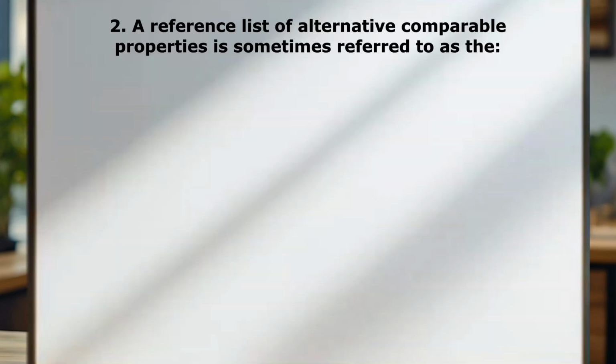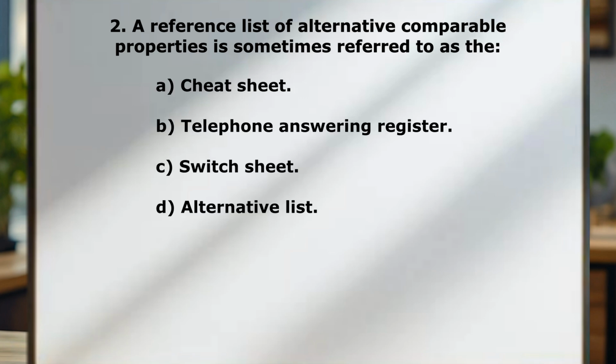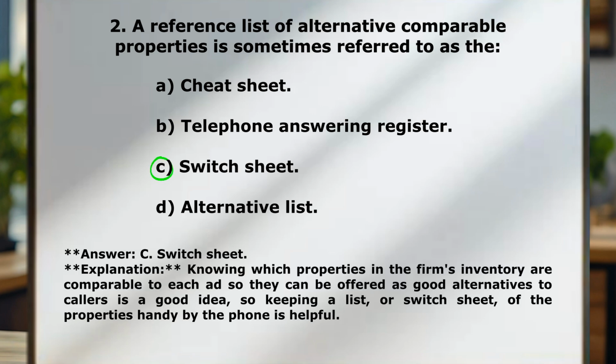Question number 2. A reference list of alternative comparable properties is sometimes referred to as the A. Cheat sheet. B. Telephone answering register. C. Switch sheet. D. Alternative list. The answer is C. A switch sheet. So yeah, this one answer is C. Switch sheet.